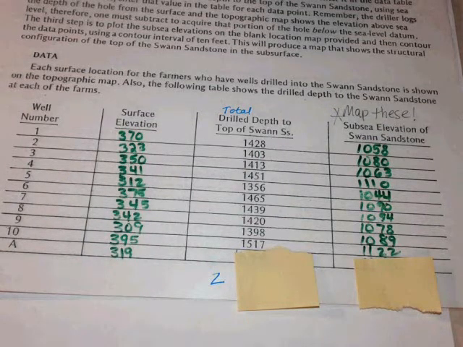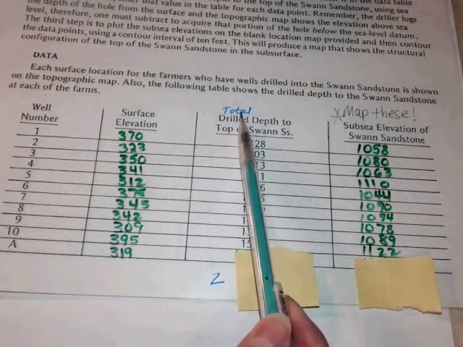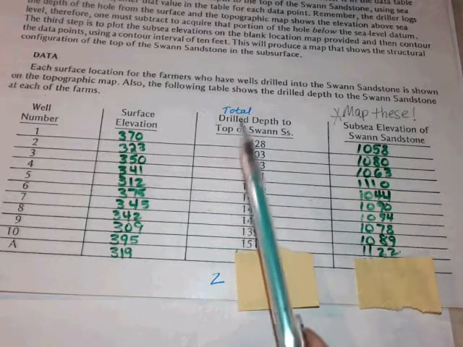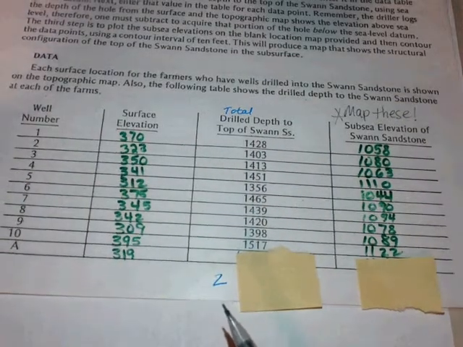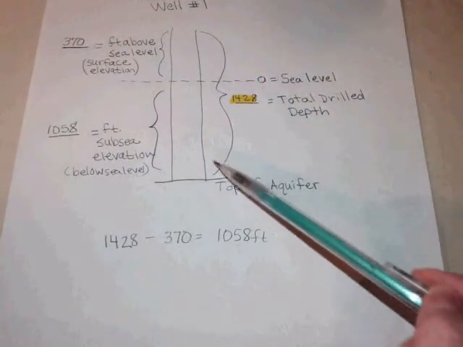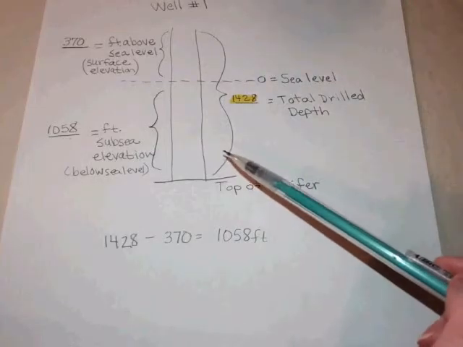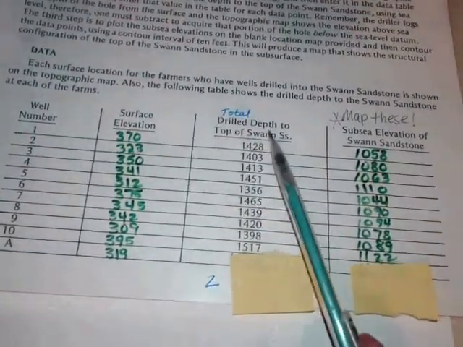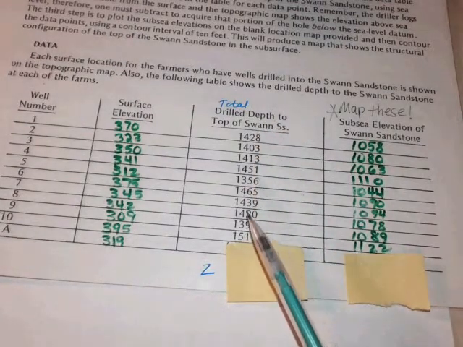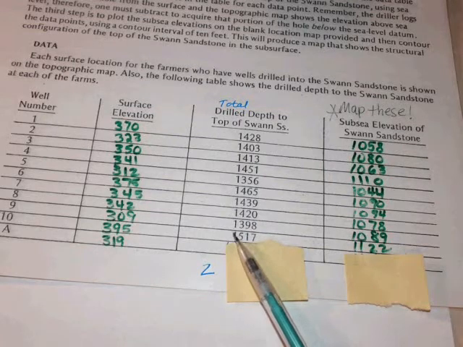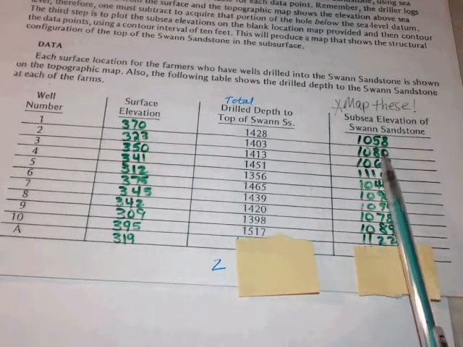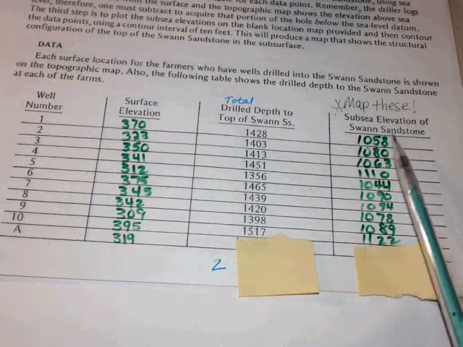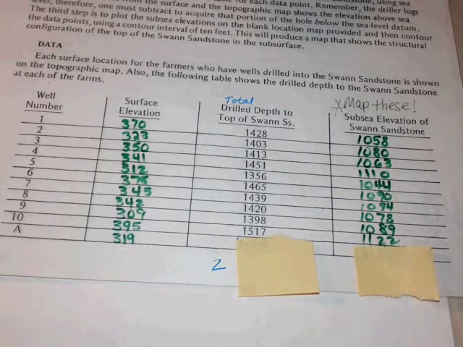All right, the next step was to take the total. This is the total drilled depth to the top of the Swan sandstone, from the surface of the well clear down to the top of the aquifer, so above and below sea level. That's what this center column is. It's the total drilled depth. Those other wells had already been dug, and so those values were given. Then you took the total drill depth, subtracted off the surface elevation, and you got your subsea elevation of the Swan sandstone. So these are the values I was arriving at for each of those. Again, I'm covering these up because we're going to work on those.